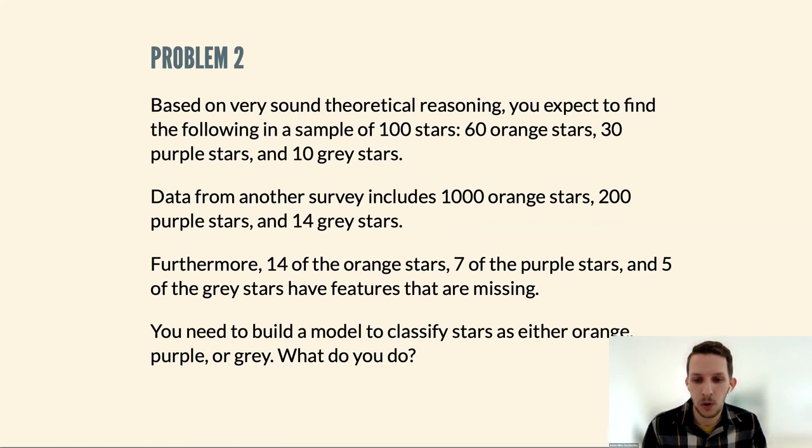And 14 of the orange stars, 7 of the purple stars, and 5 of the gray stars have features that are missing. When I say a feature is missing, imagine that for those particular stars, there was no G-band measurement that was made. So I would now like for you to build a machine learning model to classify stars as either orange, purple, or gray. What would you do? Again, let's take a couple minutes and you can talk about this with your partners.